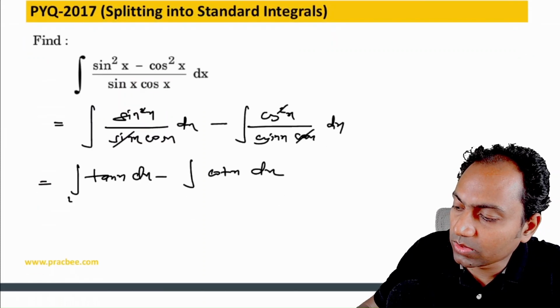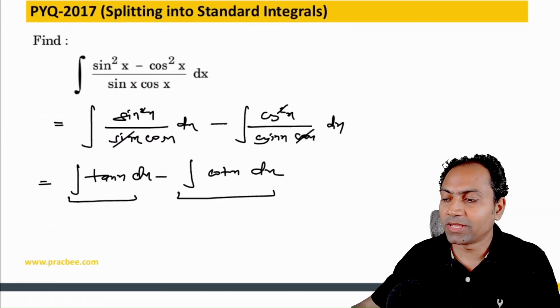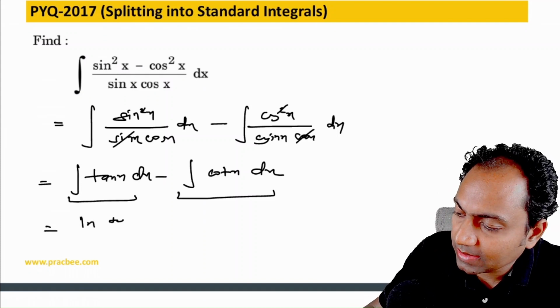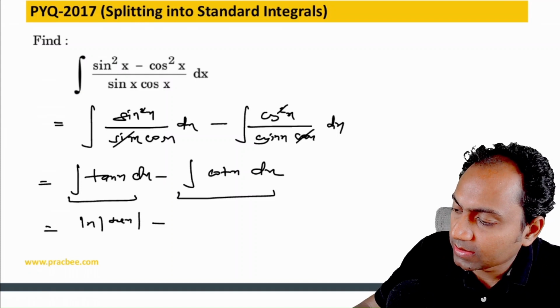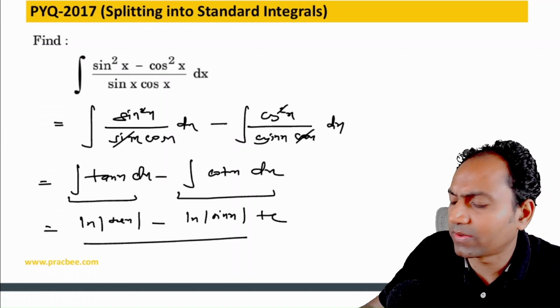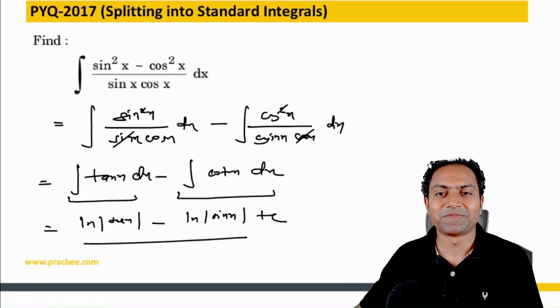And now we know the value of integral of tan x. We know, so integration of tan x is nothing but ln sec x mod, and this is nothing but ln sin x mod plus c. We can, if we want, simplify 1 or 2 steps more.